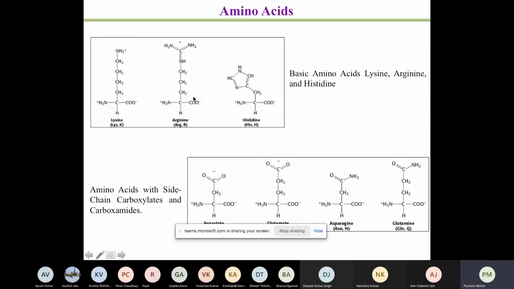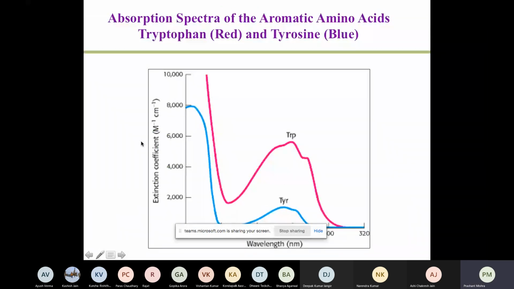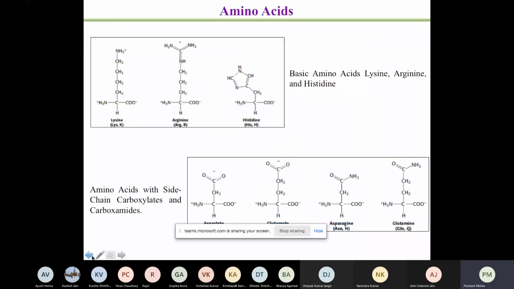These are a set of amino acids which are basic. Interestingly, each amino acid has one amino group and one carboxylic group. But these basic amino acids will have an additional amino group, or additional positively charged group, present in their structures. These are lysine, arginine, and histidine. So these three amino acids are the basic amino acids.